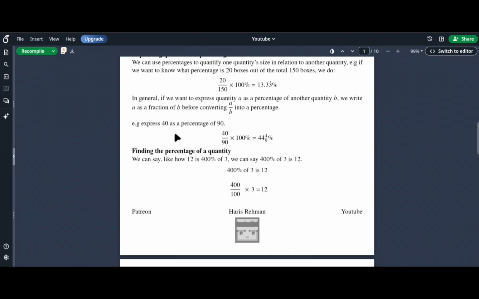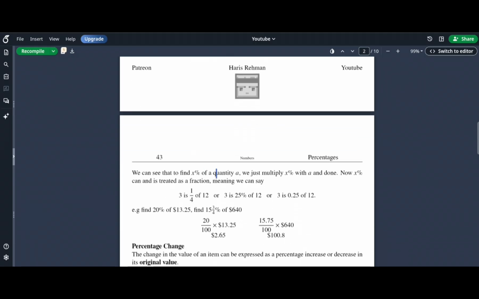I hope you guys understand this. You might be doing this for your scores, marks, and other exam papers, and have been doing this since 8th grade. Finding the percentage of a quantity.